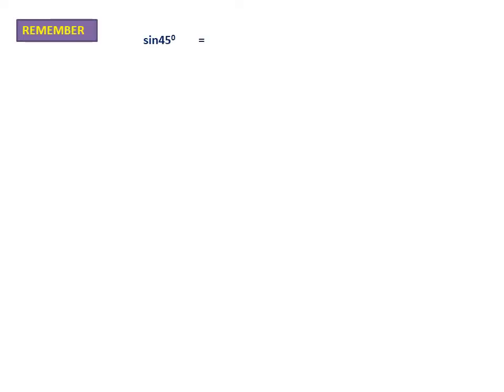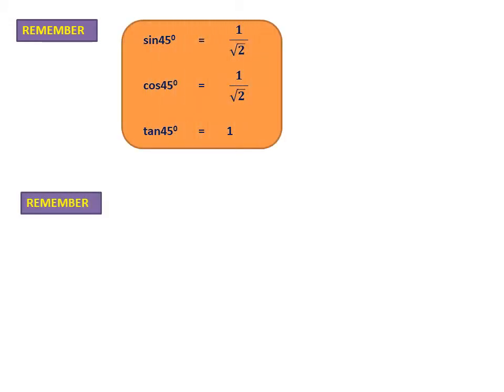Next, remember this. You have to remember the values also. Sine 45 degrees is 1 by root 2. Cos 45 degrees is also the same. And tan 45 is 1. Now, the next ones, of course, you can remember like this.